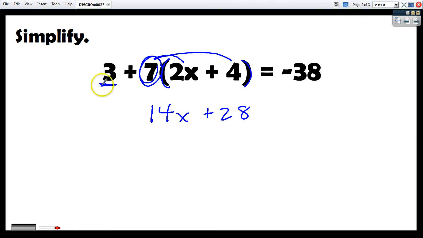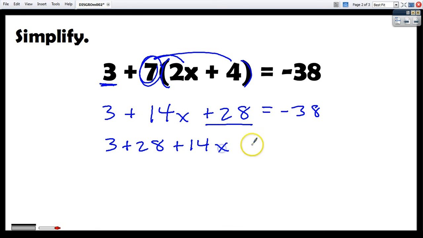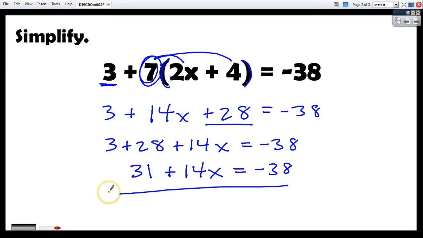And then these are our loose items that never got a bag, so they're already out on the countertop, we just recopy. Now, once again, we look for our like items here. In this case, 14x is all by itself, so it's fine. But then here we've got 3 and 28, just normal numbers, so they're considered like items. So what we'll do is we'll move this plus 28 over to here, leave the plus 14x separate, and then add our like items. 3 plus 28 is 31, and 31 plus 14x equals negative 38. And so there's our equation simplified. And again, solving, we'll get to that a little bit later. Alright, let's do one last one.